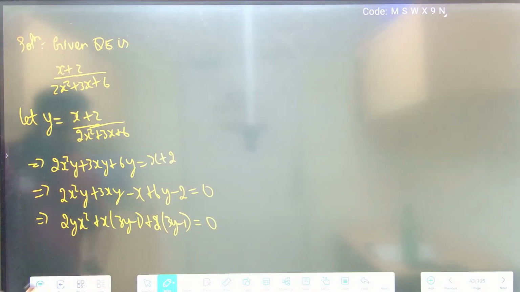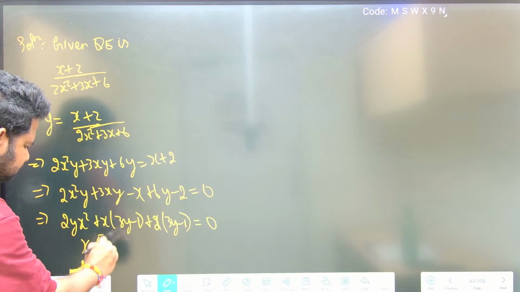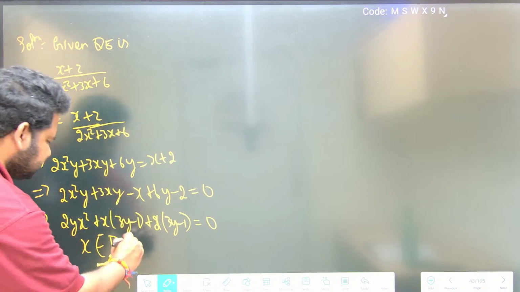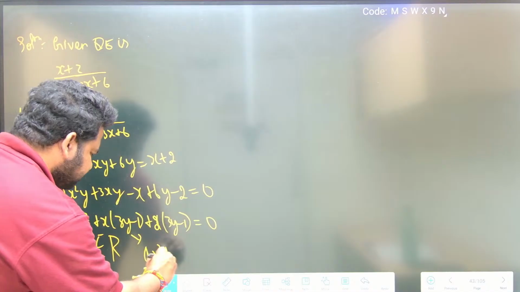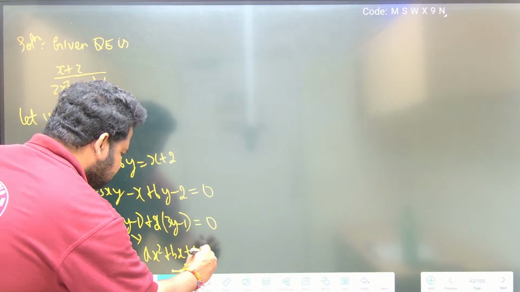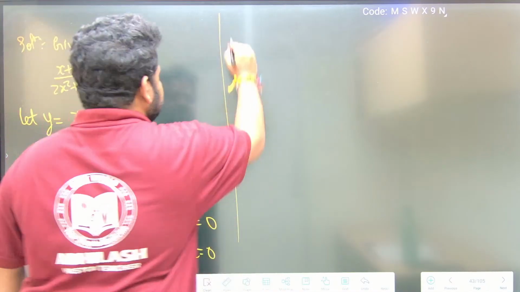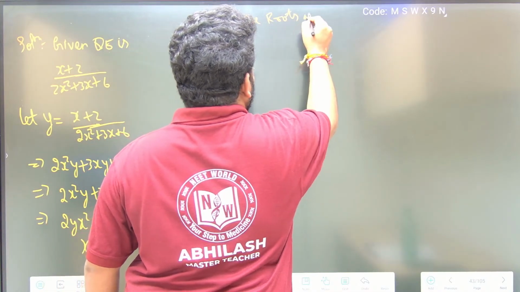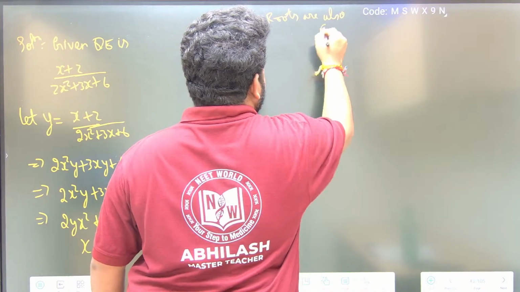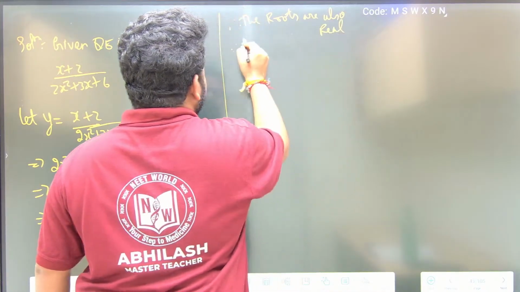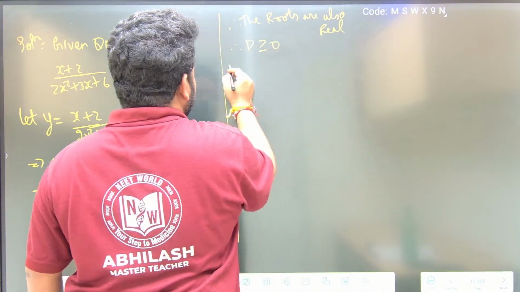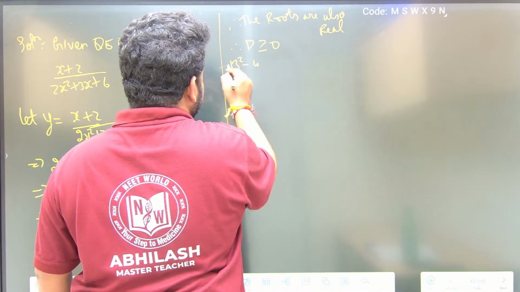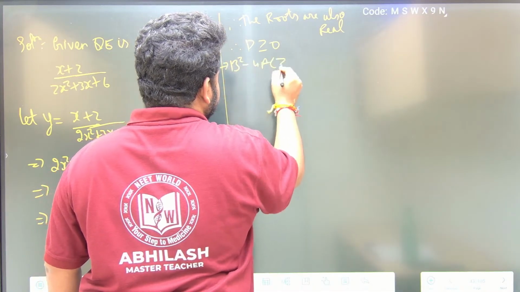Now x belongs to real numbers, and it is of the form ax square plus bx plus c is equal to 0. Therefore, what can I say? The roots are also real. Therefore, the discriminant is greater than or equal to 0. So b square minus 4ac is greater than or equal to 0.